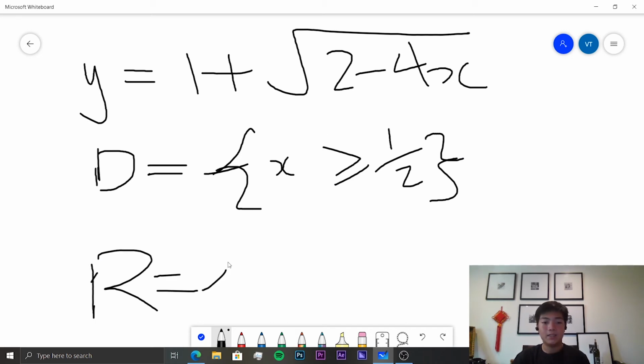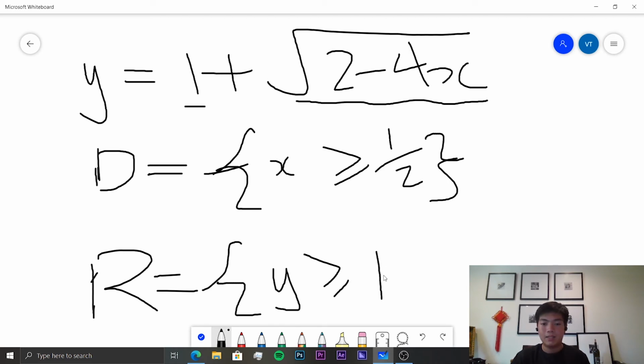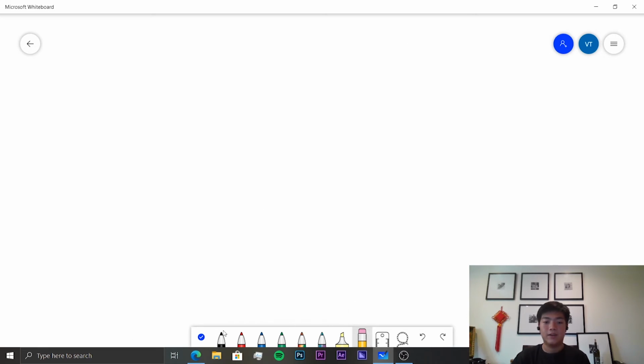For the range, it's not y equals 0 anymore. The minimum value of the square root here is 0, but since we're adding 1, this means y will always be greater than or equal to 1. So actually, y is greater than or equal to 1. Okay, and on to the final one.